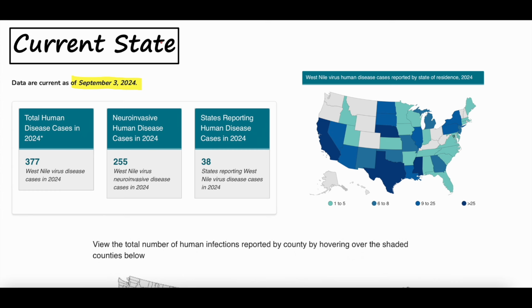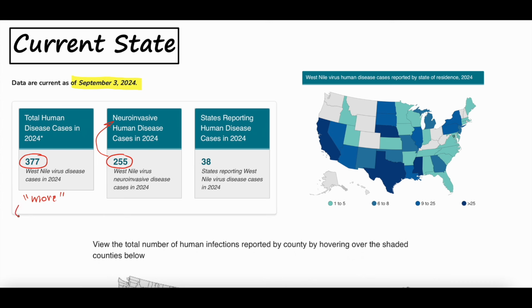And what you can see here is that in 2024, there's already been 377 cases of West Nile virus. Unfortunately, 255 of those have been that neuroinvasive disease. And there's probably been more cases, because one might look at those numbers and go, 255, that's not 1 in 150. But there's probably been many more cases of West Nile that we haven't detected, right?